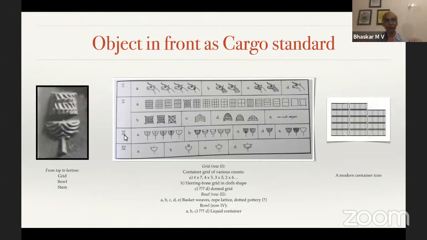If you look at the bowl, go to row 3 and look at A, B, C, D, E. So they represent a whole lot of basket weaves, rope lattice work, dotted pottery, and all kinds of containers, which are probably less geometric in shape, but more organic, such as pots and jars, so on, which are usually housed in the basement or places where the center of gravity would have to be low.